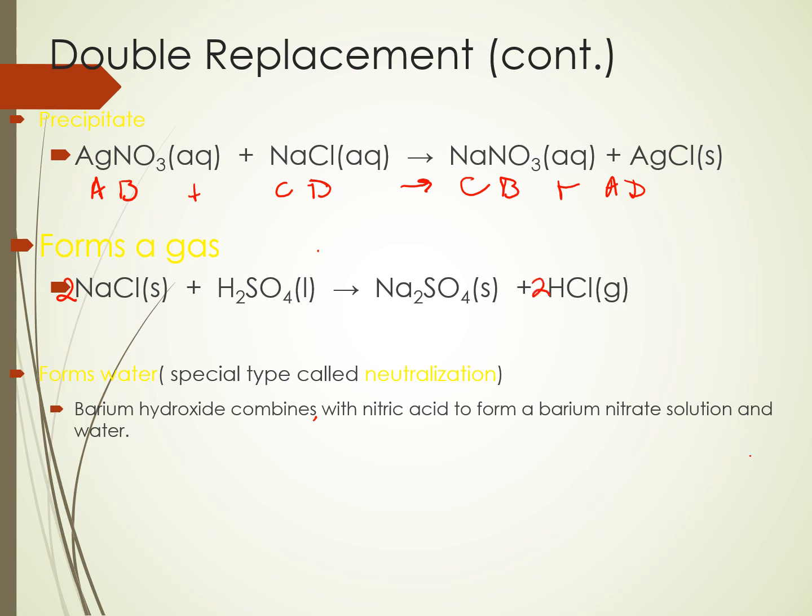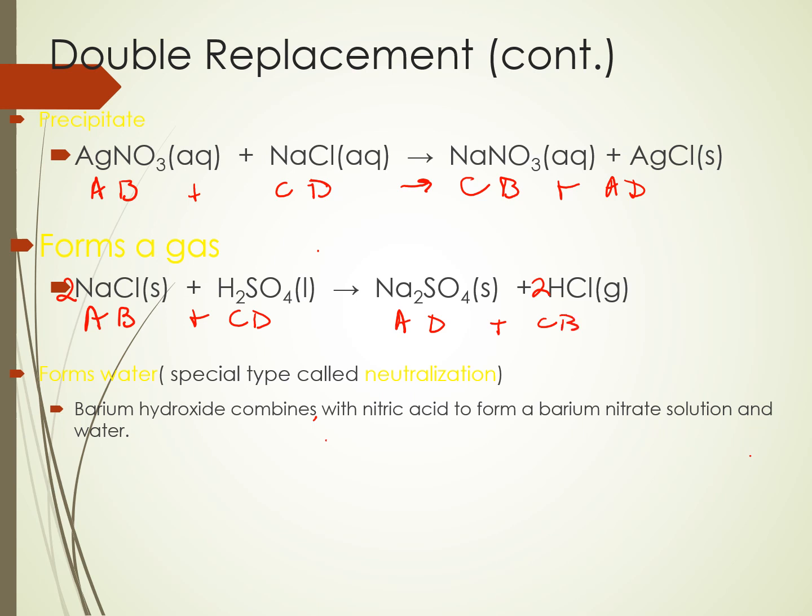So I need to place a 2 for the HCl's. That now leaves me with 2 chlorines, so I need to balance out my sodiums, which also have 2 on the product side. So I've now got my balanced equation. You can see again that I have my compound AB, I have C and D with sulfate being the D, and this will form a compound AD plus CB.